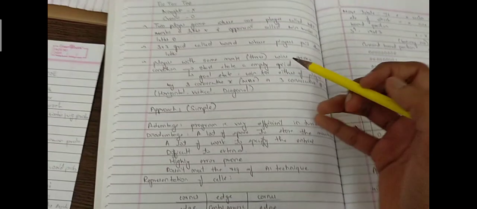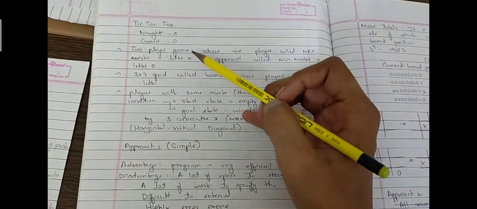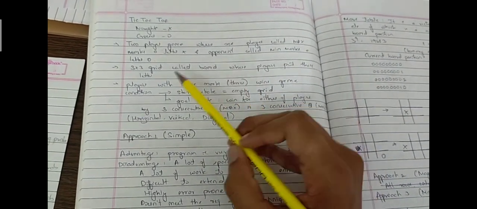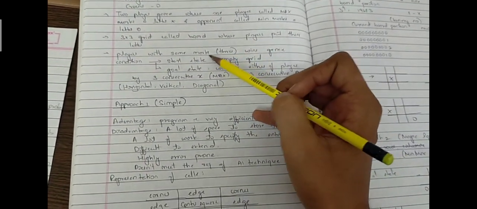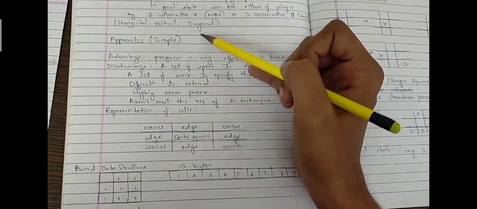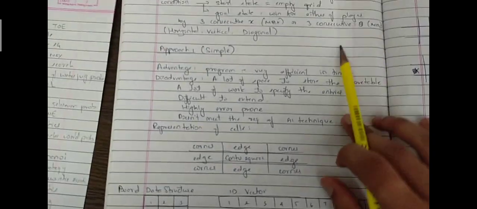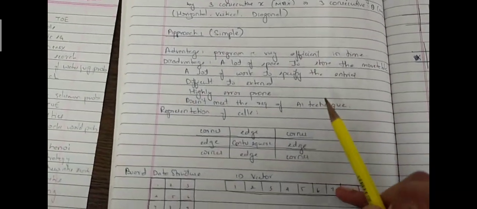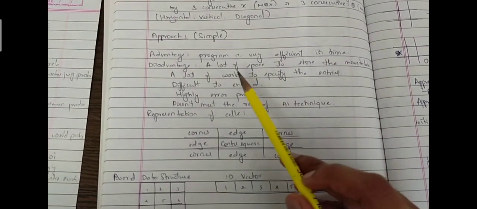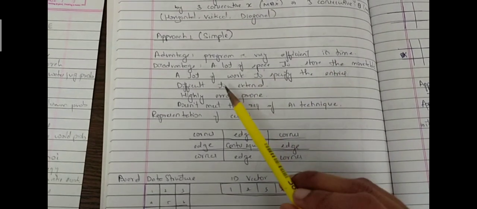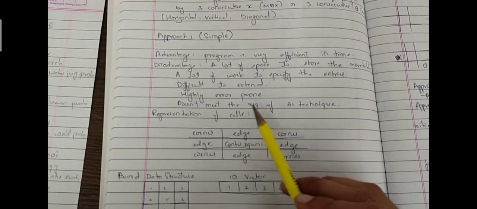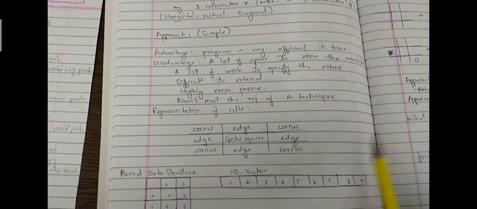So previously we discussed tic-tac-toe, in which two players play, and the 3 into 3 grid is also called the board table. And these are the conditions of tic-tac-toe: horizontal, vertical, and diagonal win. This is the first approach, and we call it a simple approach. Advantages and disadvantages, as we have discussed: it is very efficient in time. The disadvantages are that a lot of space is needed to store, a lot of work to specify, it is difficult to extend, highly error prone, and doesn't meet the requirement of the AI technique. So these are the disadvantages.